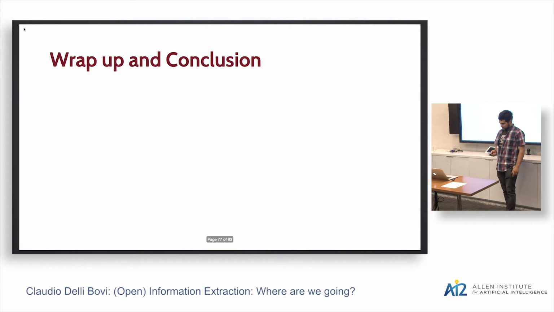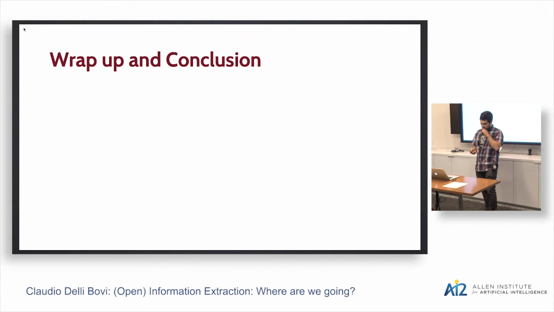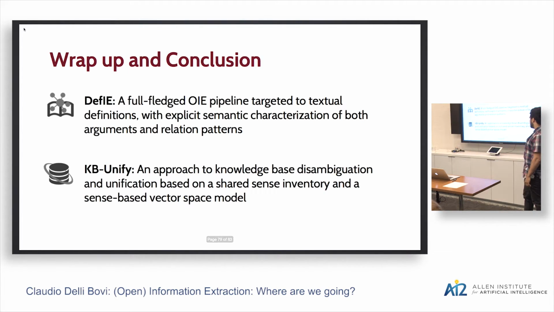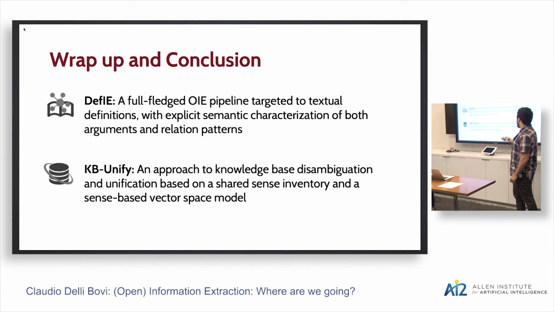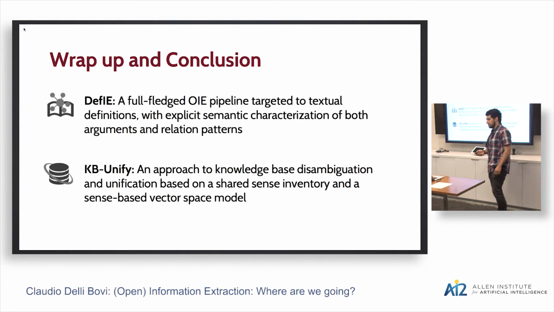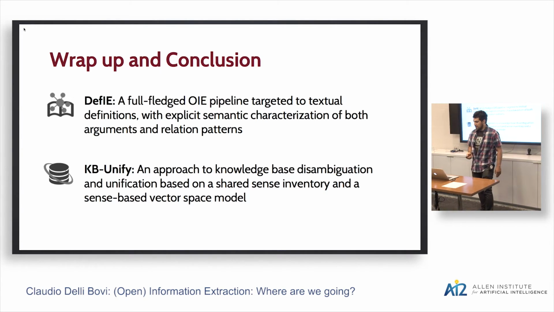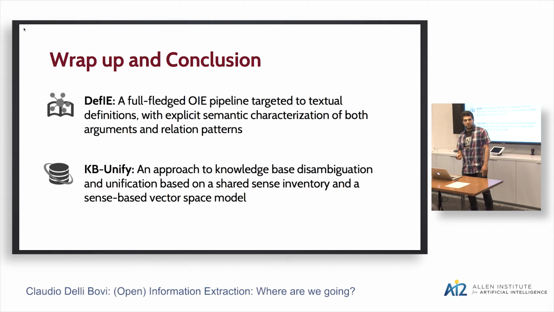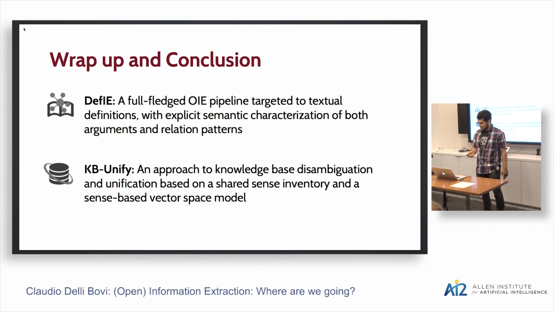But jumping straight into the conclusion, what I presented to you are these two systems: DefIE, which is a fully fledged pipeline for OIE targeted to definitions, and then KB-Unify, which is an approach to knowledge-based unification and disambiguation, which is based on the sense-symmetry equivalent and on a vector space model.